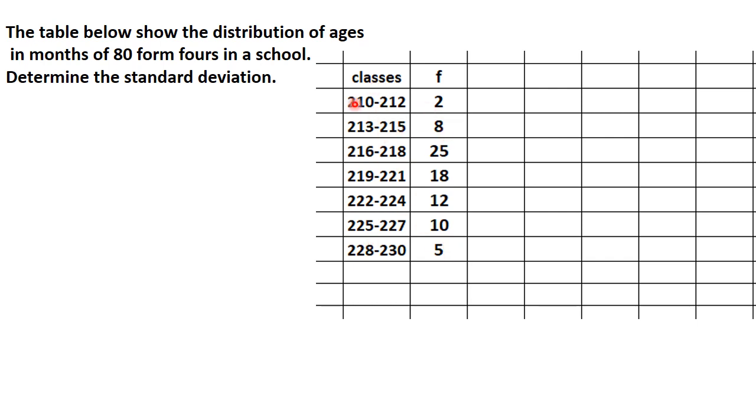We have 2 Form 4s between the ages of 210 and 212 months. We have 8 of them between the ages of 213 to 215. We have 18 Form 4s between the ages of 219 and 221. Only 5 of them were somewhere between 228 and 230 months old. So that's a breakdown of what the table means.